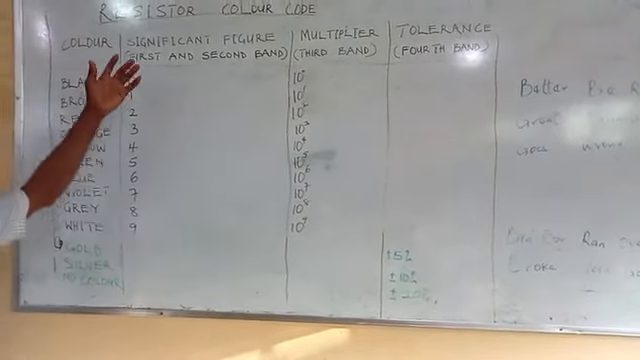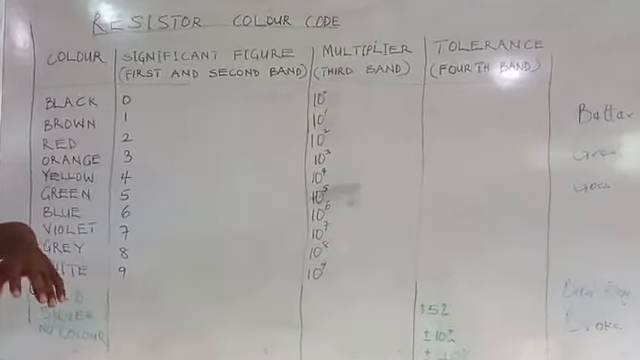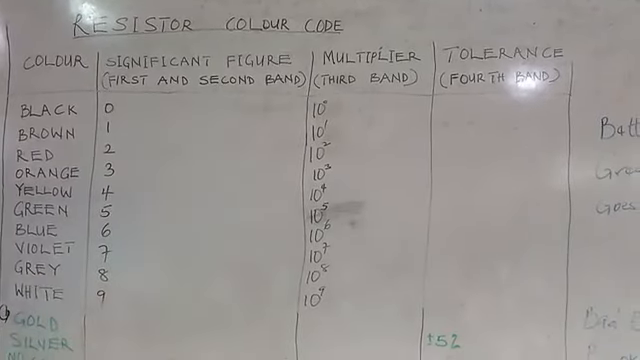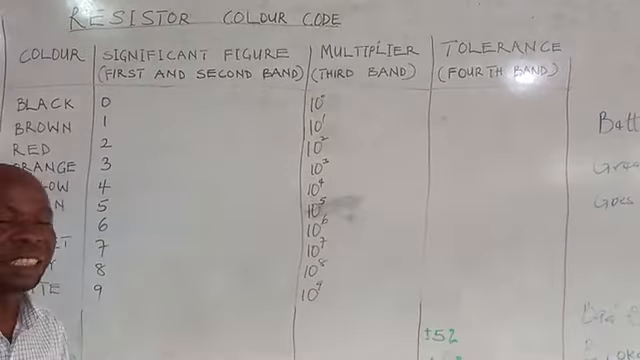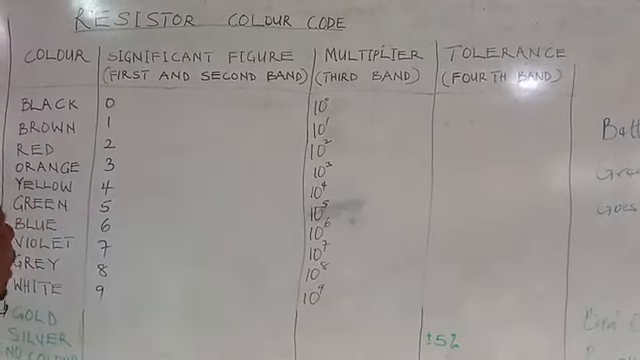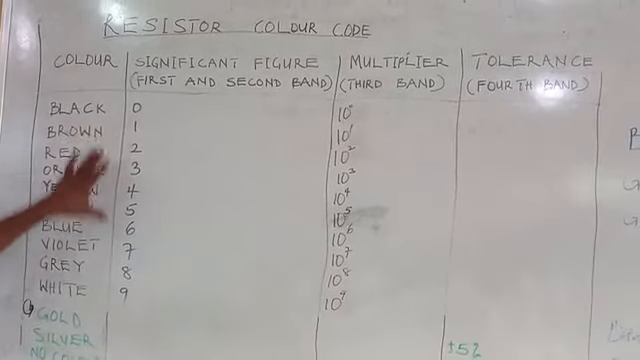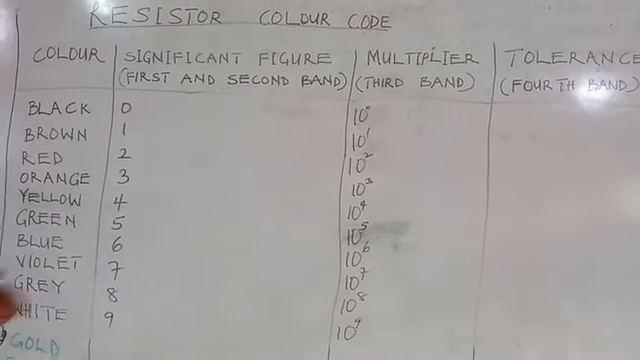This time around, we want to talk about resistor color code. We can measure the value of a fixed resistor with a multimeter. Likewise, we can use color code to determine the resistance of a fixed resistor. And 10 colors are used to denote the value of a resistor.